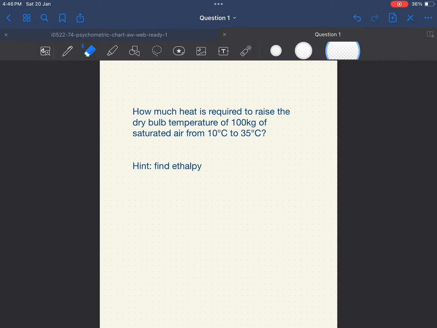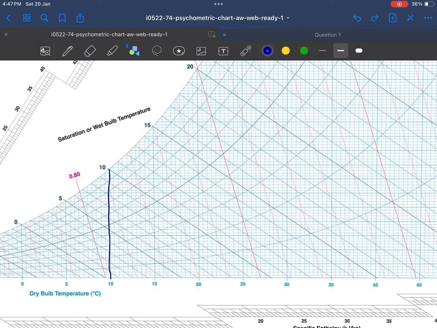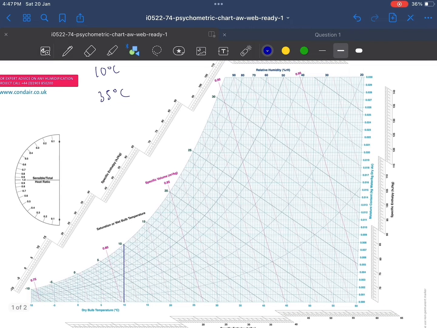Second question is, how much heat is required to raise the dry bulb temperature of 100 kg of saturated air from 10 degrees Celsius to 35 degrees Celsius? The hint is find enthalpy. Information given is dry bulb temperature 10 degrees Celsius and 35 degrees Celsius. Firstly, draw the line for 10 degrees Celsius of dry bulb temperature, and then the second line is 35 degrees Celsius for dry bulb temperature. The lines are drawn vertically.